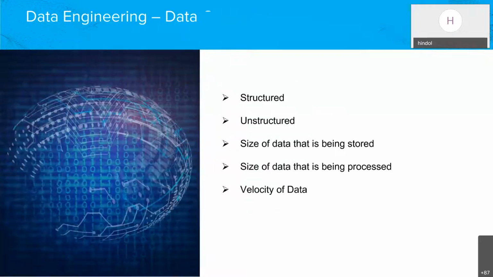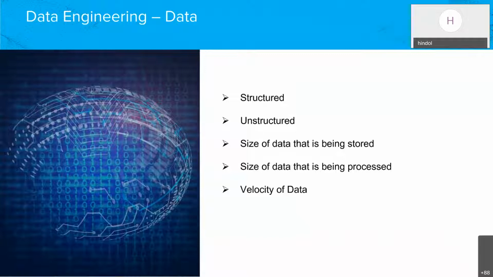Bijoy, if we go on. The last piece which dictates how we will create our engineering architecture is the type of data. Of course, all of you know about structured and unstructured data. For unstructured data, we need to do some engineering on top of the data to make it structured so that we can use it.